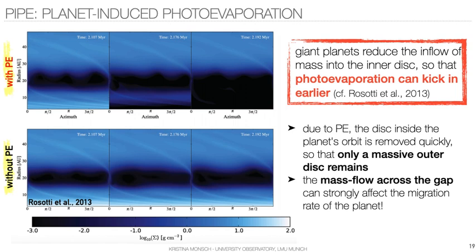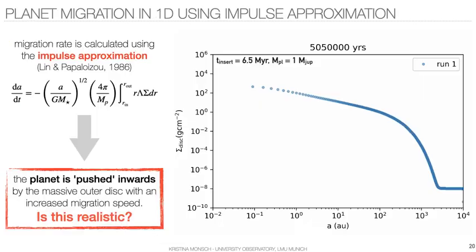Photoevaporation can therefore remove the disk inside of the planet on a very short time scale so that only a massive outer disk remains, and such disks would correspond to transition disks with an evacuated inner cavity. And in our 1D model, this outer disk is then pushing the planet inside at an increased migration speed, because there are no inner disk torques left to counteract this effect.